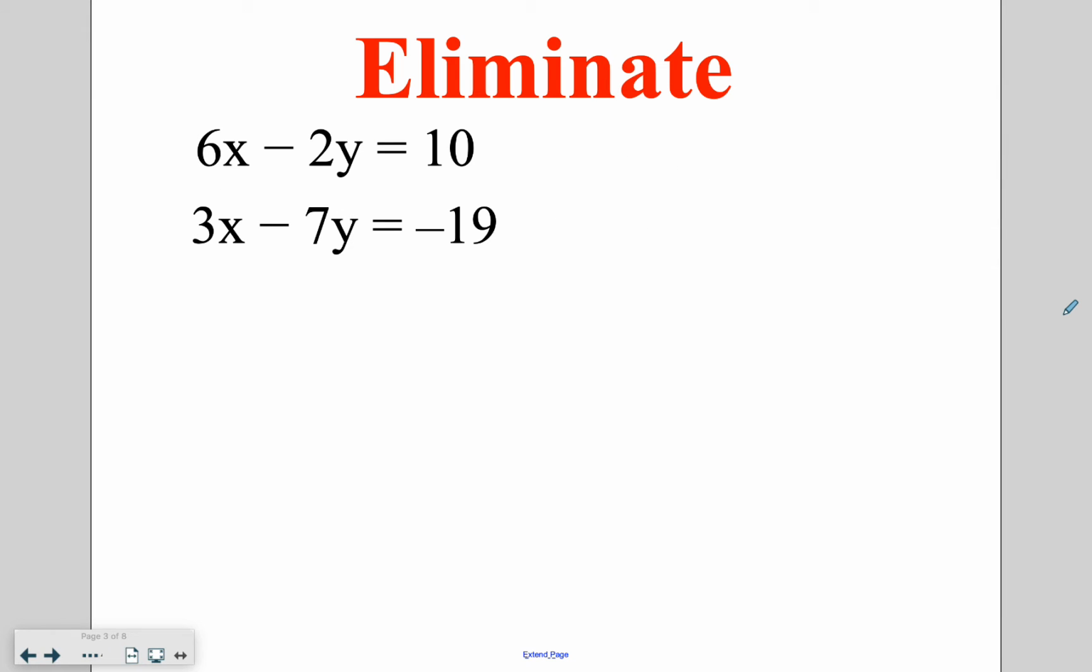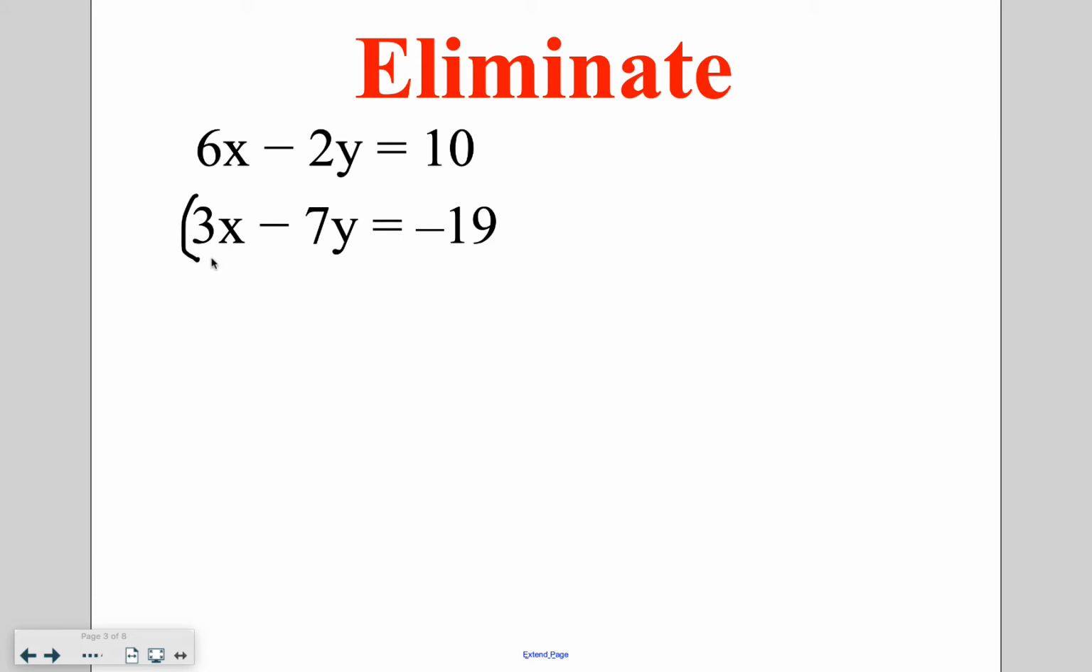So when we talked about elimination the first time, we had a pair of matching coefficients that allowed us to eliminate right away. If we look at this one, 6 and 3 and -2 and -7, those do not match. So our first goal is to see if one of the two can multiply to the other. So we would check 3 and 6 and 2 and 7. In this case, 3 can multiply to 6.